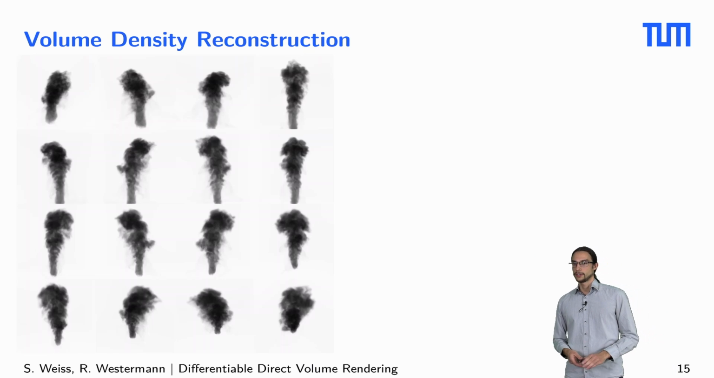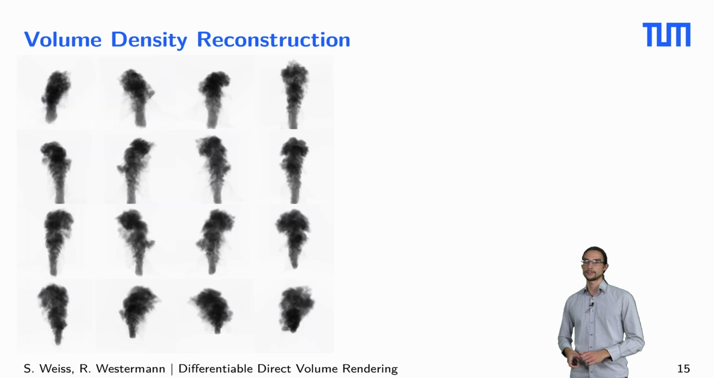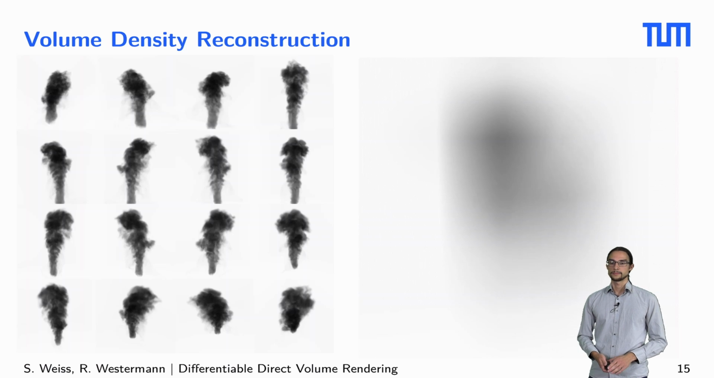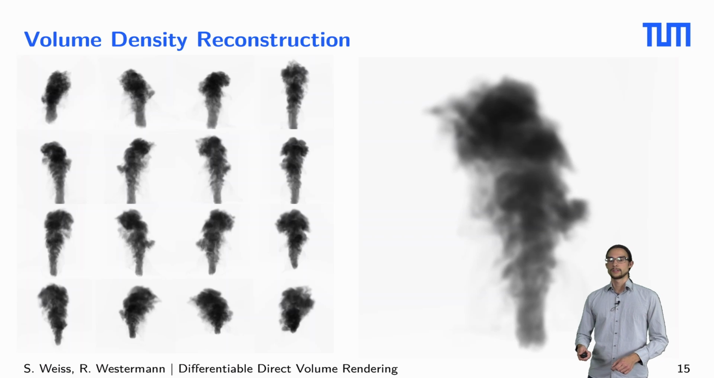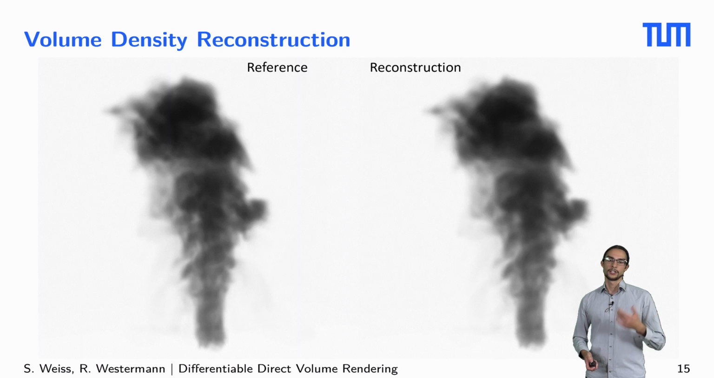Let's finish with the third application, volume density reconstruction. We look at this problem for the special case of an absorption-only method. So without a transfer function, without emission, just plain absorption. We are given a set of input images rendered from known camera positions, and let's run the optimization. Here one can see the comparison, again the reference. One can see our reconstruction closely matches the reference.